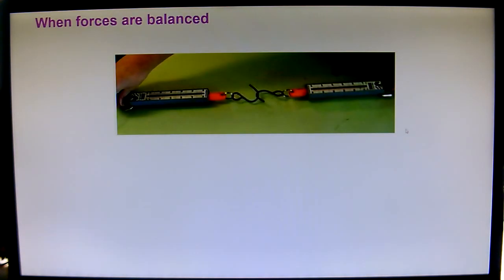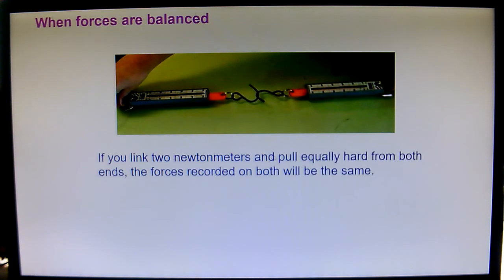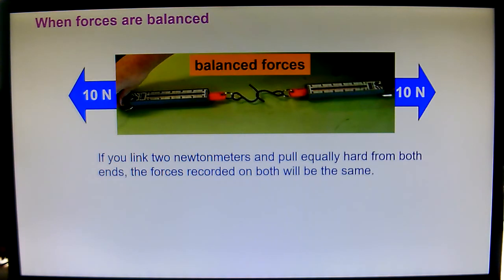In this case you've got two force meters. You've probably used these in school to measure forces of different objects. The spring and the little marker will move when you pull them. If you link the two of them together and pull equally hard from either side, then you would record the same force from each force meter. So in this case, this one is pulling to the left with 10 newtons and this one is pulling to the right with 10 newtons.